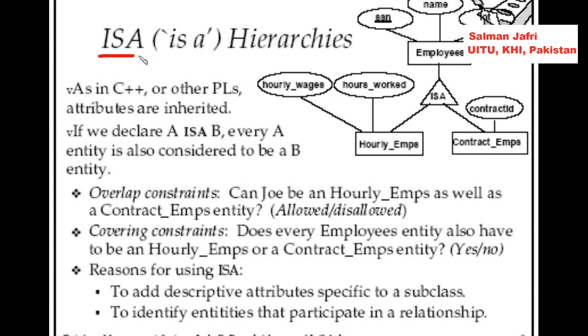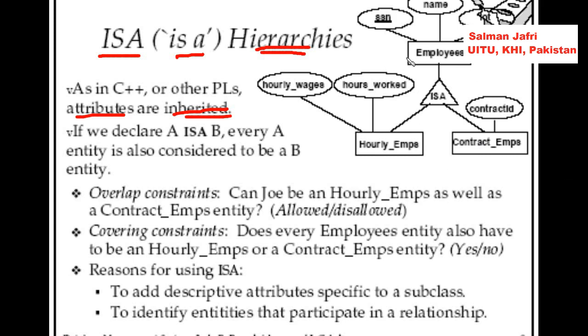Then we can think of the is-a hierarchies, and an is-a hierarchy basically deals with attributes which are inherited, right? So in this example, hourly employee is an employee and contract employee is an employee. So hourly employee being an employee would inherit the attributes of the employee, and some new attributes would be added to the hourly employee's entity. Similarly, contract employee would inherit the attributes of the employee with one particular specific attribute like the contract ID.